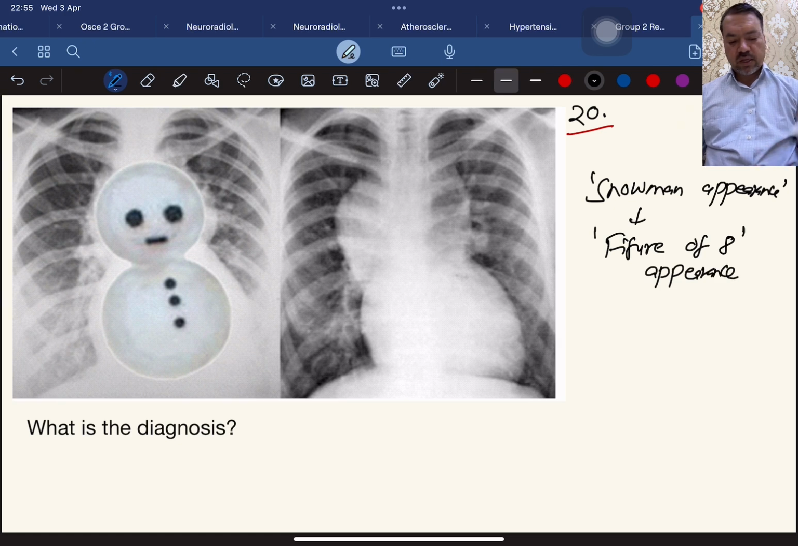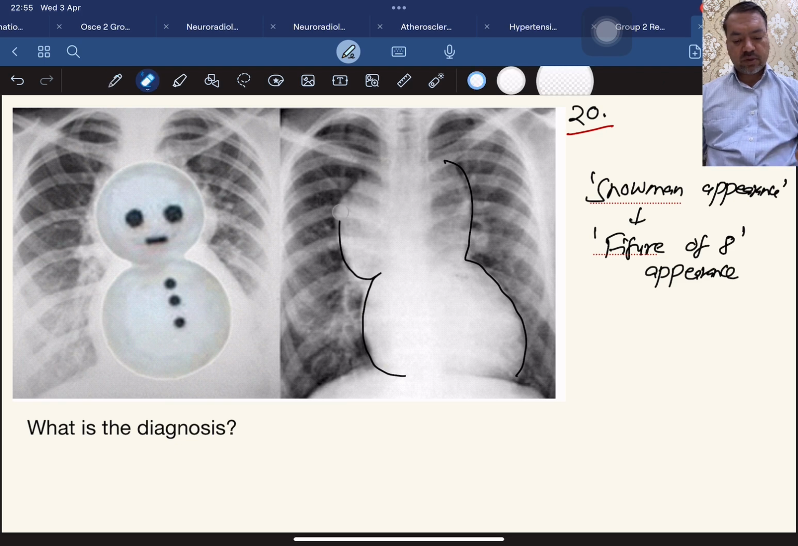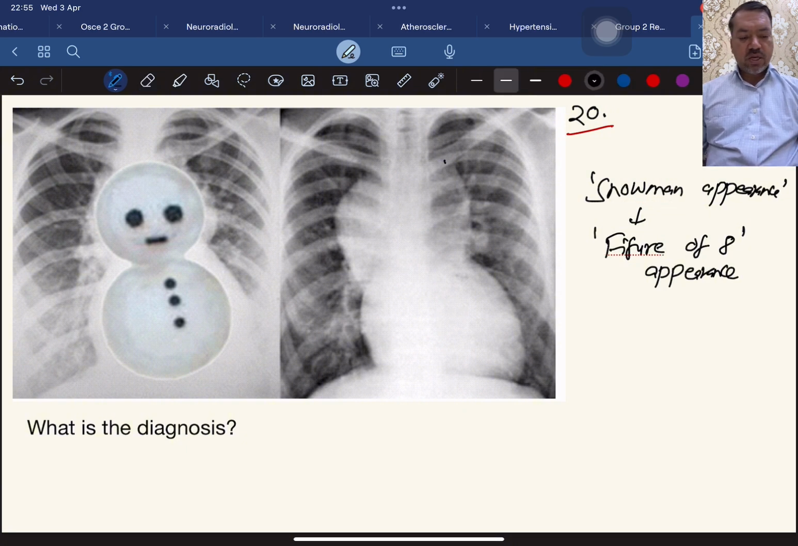Now we can clearly see here. What is this figure of 8? Just follow this. Here, this figure of 8. Figure of 8 appearance. I'll delete it because otherwise it will disturb you later on. Figure of 8 appearance. Now if they only give you this much clue, you can straightforwardly make a diagnosis.